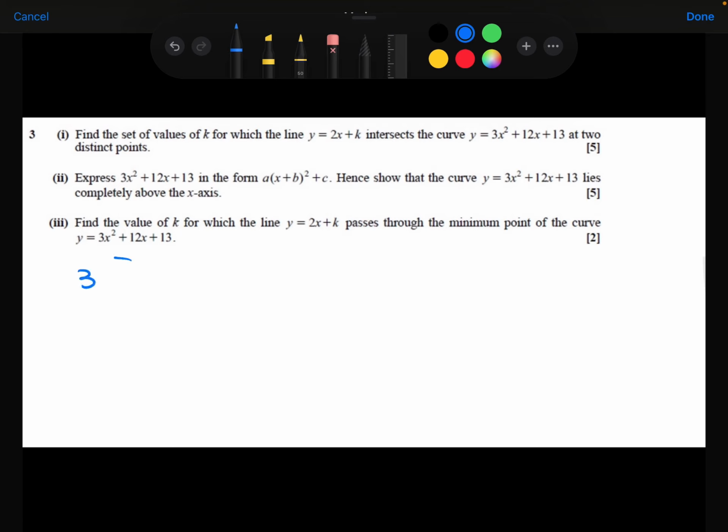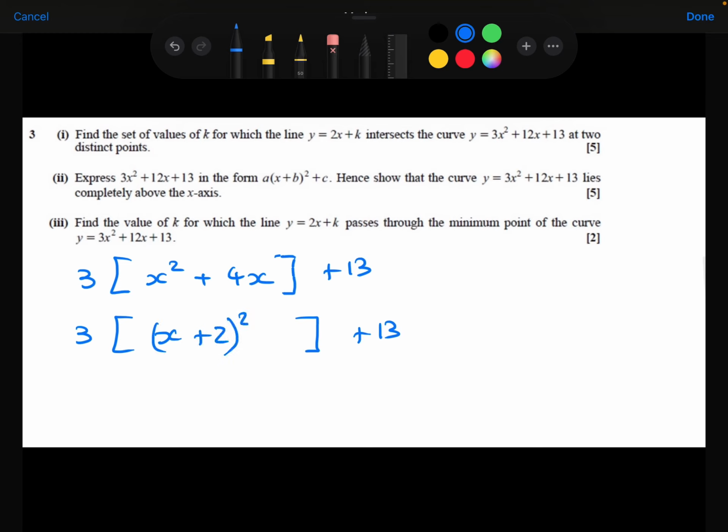So let's do that. Let's put the 3 on the outside, so that'll leave me with an x squared here. I'll have a 4x from the 12x, and we'll keep the 13 over here. So just to clarify, we've got the 3x squared, we've got the 12x, and then we've got the 13 on the end. Right, let's complete the square. So x plus 2, that's half the 4, and take away that 2 squared.